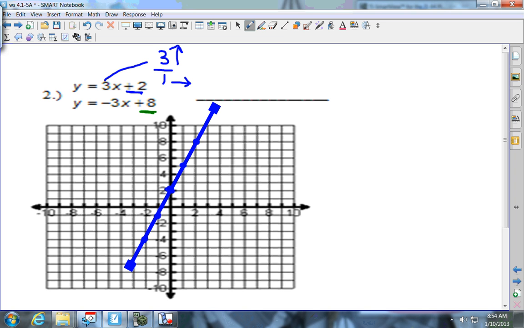Plot my y-intercept, which is 8. I'll go up there. This slope this time is -3/1. Tells me to go down 3 and to the right 1. Down 1, 2, 3 to the right 1. I'm going to go one more. Down 1, 2, 3 to the right 1. Now I can draw my line.